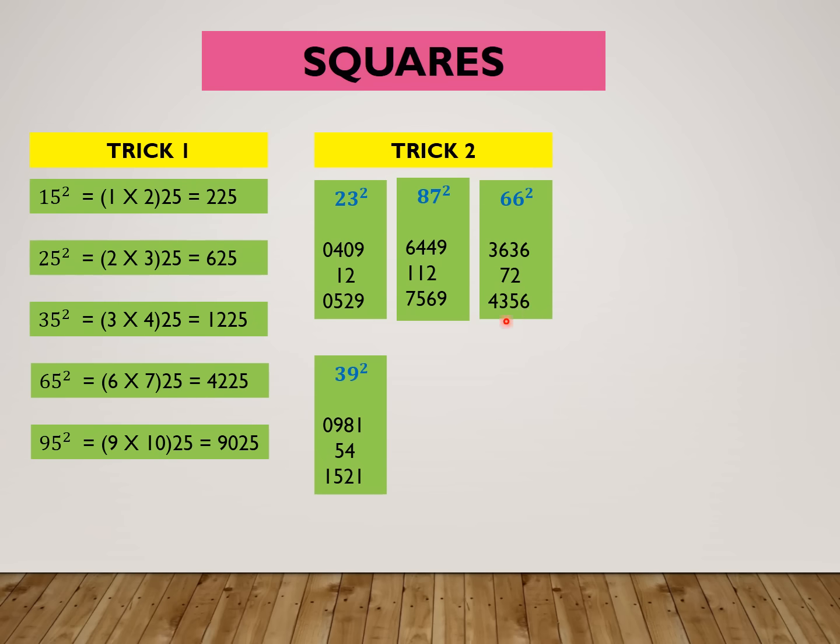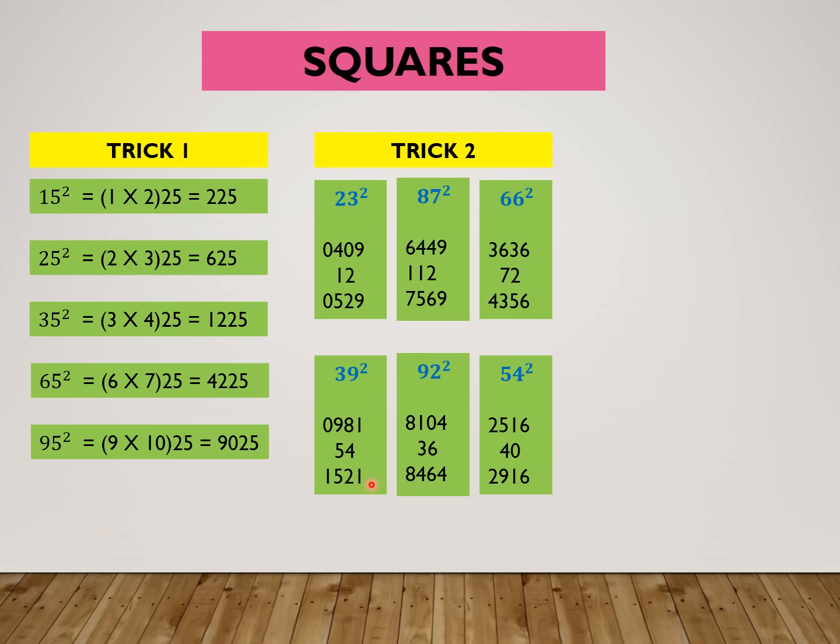One last example, 39 square. 3 square is 09. 9 square is 81. Now 9 3s are 27. 27 into 2, 54. Now adding them column wise. 1. 8 plus 4, 12. Carry 1. 9 plus 1 is 10, plus 5 is 15. Carry 1. 1 plus 0, 1. So your result is 1521.